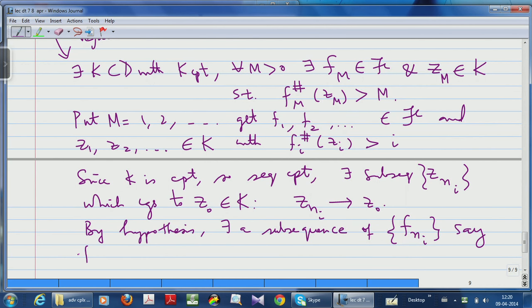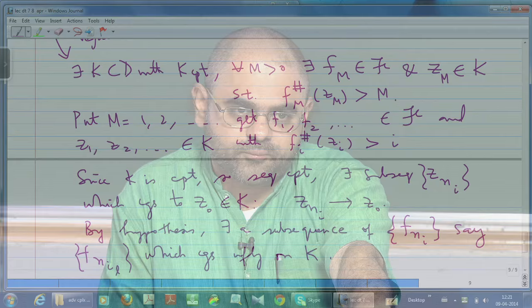Let me call this, well, the notation gets a little bit bad, but it doesn't matter. I get a subsequence of this which converges uniformly on K. In fact, it will be a subsequence which converges uniformly on all compact subsets of D. That's what the hypothesis promises. But I'm just worried about K for the moment, because K is a compact set that I'm working with.